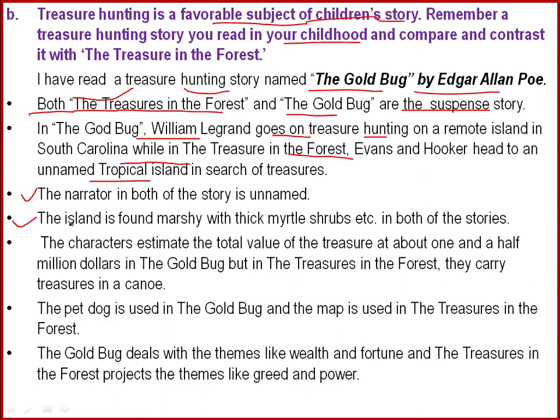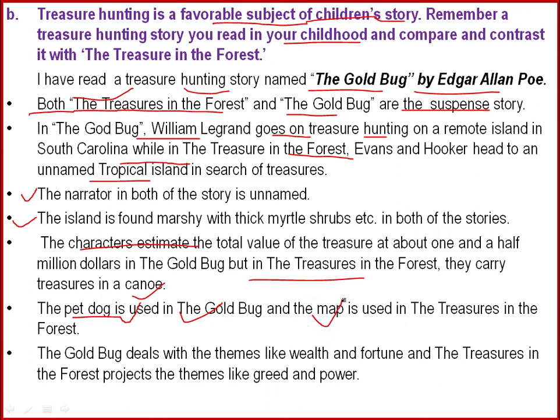The fourth one is the island is found mossy, with thick metal, surf, etc., in both of these stories. The characters estimate the total value of the treasures at about $1.5 million in The Gold Bug. In The Gold Bug, the characters evaluate the treasures they found. But in The Treasure in the Forest, they carry the treasures in a canoe. A pet dog is used in The Gold Bug.